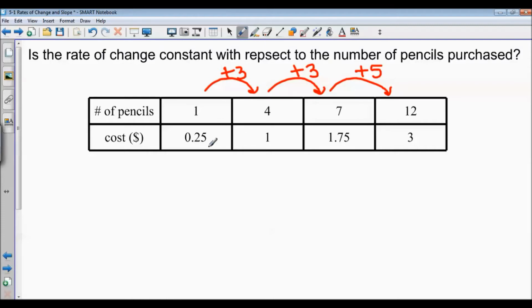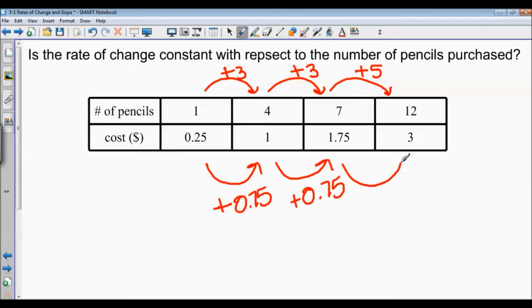Let's come down here. Here, the change is it's going up by 75 cents. Here, it's going up by, again, 75 cents. So we can see from 1 to 4 pencils and from 4 to 7 pencils, yes, that's constant. Here, however, it goes up by $1.25.